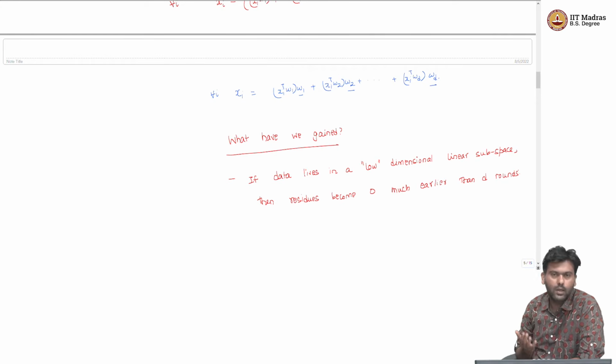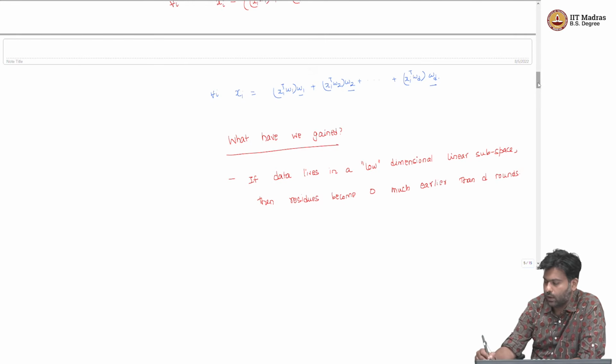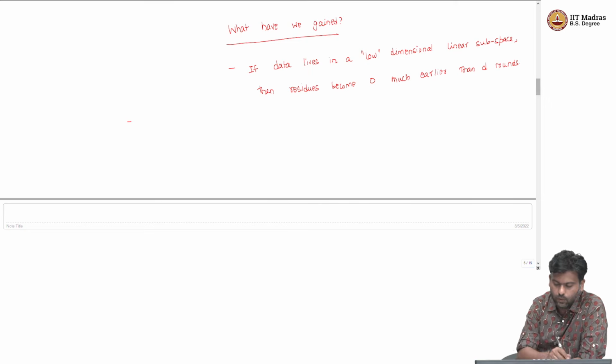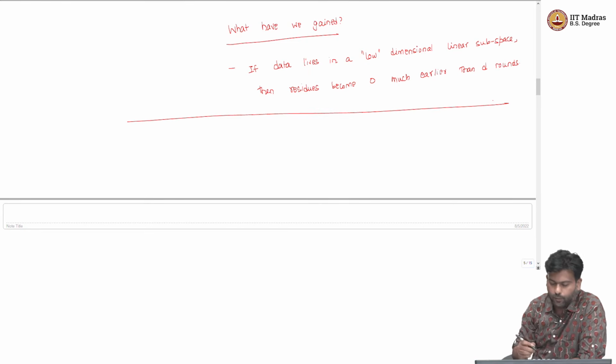Because that is not going to add anything more to our information, because all the vectors are 0 vectors. So, what is this telling us? That if it so happens that your data was in a low dimensional space, then your algorithm would stop much earlier than running for d rounds. So, why is this a useful thing now, right? Let us take an example and see why this is useful.